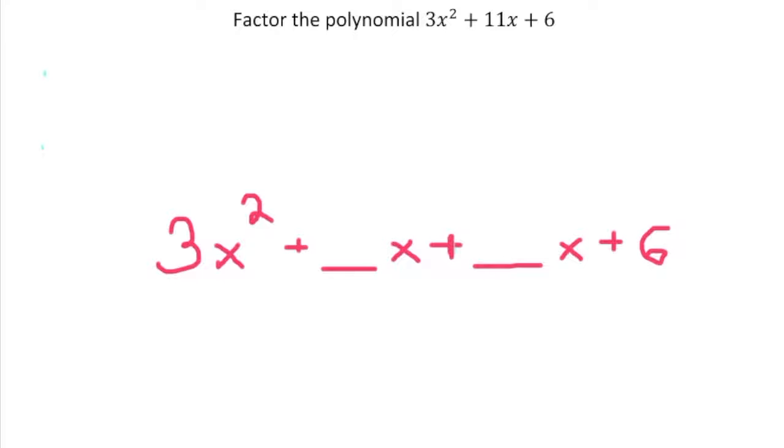So today we're going to be working on factoring quadratics. We're going to work with the quadratic 3x squared plus 11x plus 6. The first thing that we're going to do is rewrite it like this: 3x squared plus something x plus something x plus 6. Where we're going to get those two blank terms is by separating 11x into two things. And by doing that, it's going to help us at the end to factor it into two separate parentheses like is shown at the bottom.